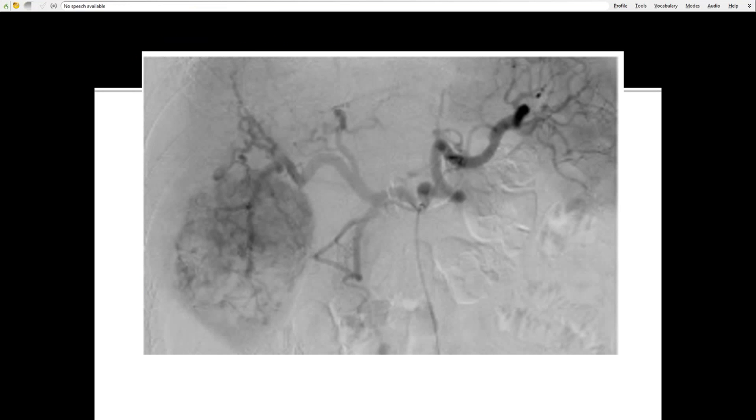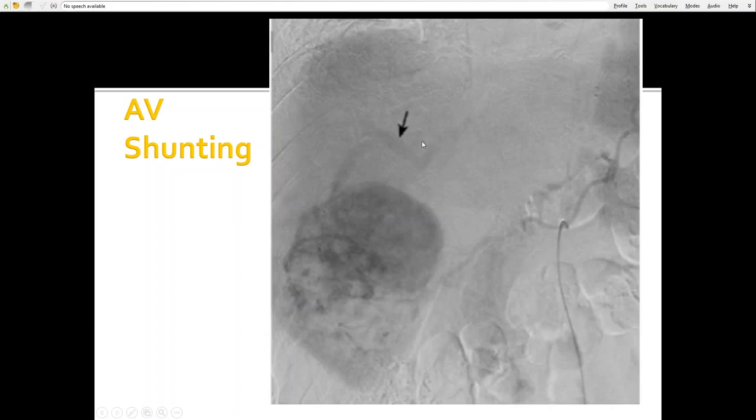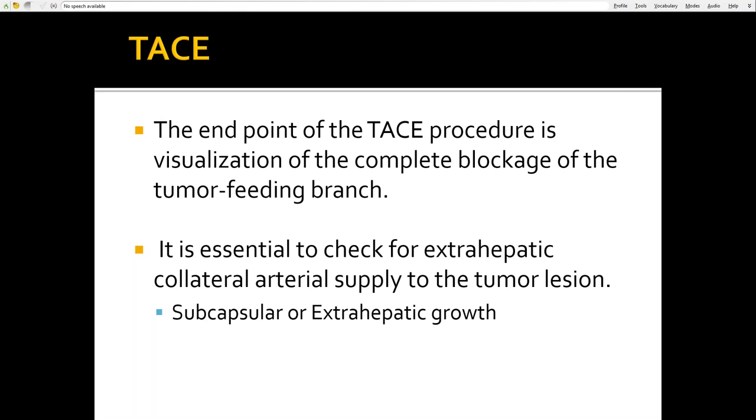Here's a case where we went in here and did an injection. You could see the tumor here, but if you look closely, there's a little bit of shunting, so you have to be careful with treating and what it is you're going to utilize to help treat the patient.